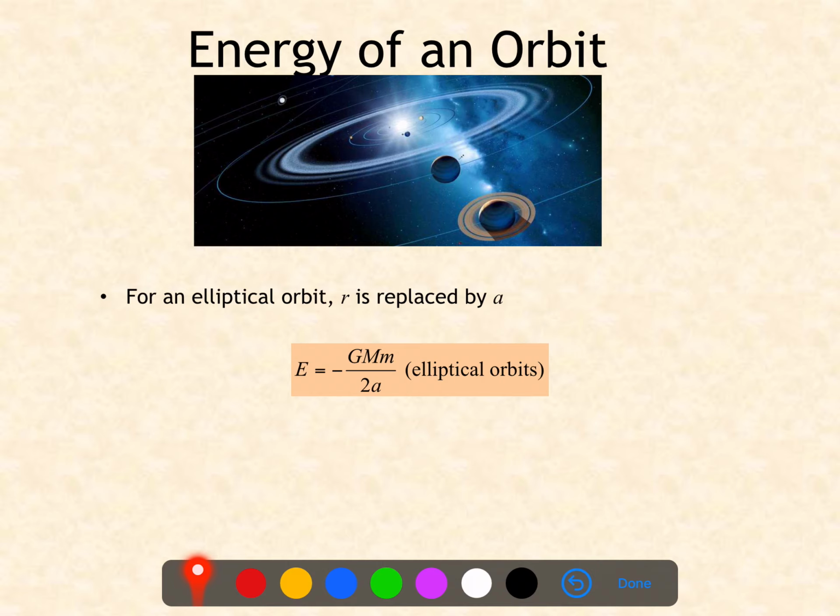Basically, we're replacing r with a, where a is the semi-major axis. We're going to learn a lot more about what that actually means when we start talking about Kepler's laws. For now, you can think about it as the average distance between the star and the planet, but there's a more rigorous definition that we will look at soon.